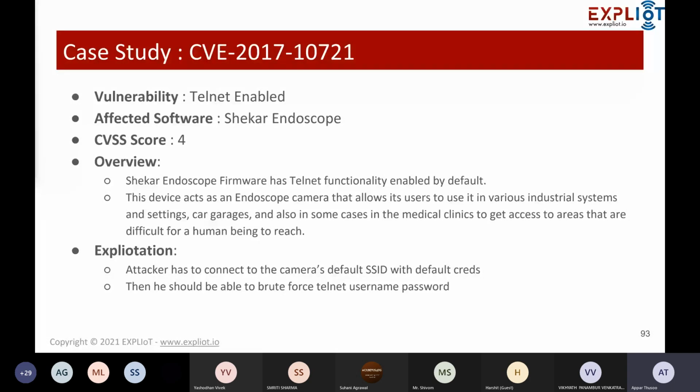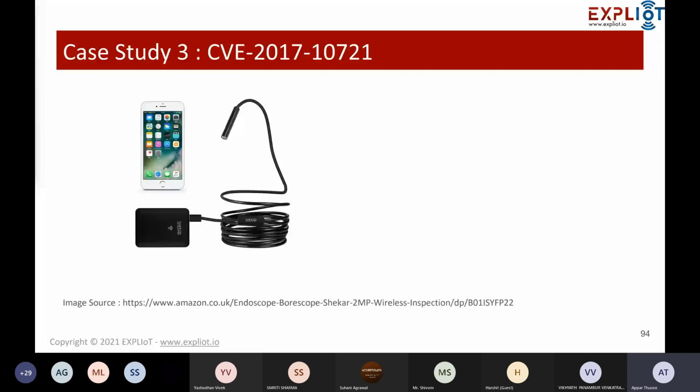different medical issues. So it was found that the endoscope firmware had a default SSID with default credentials, and this enabled any user on the same network to brute force telnet and get access to the device. This is what the endoscope looks like. It was connected to the mobile application in order to view wherever the endoscope was put.